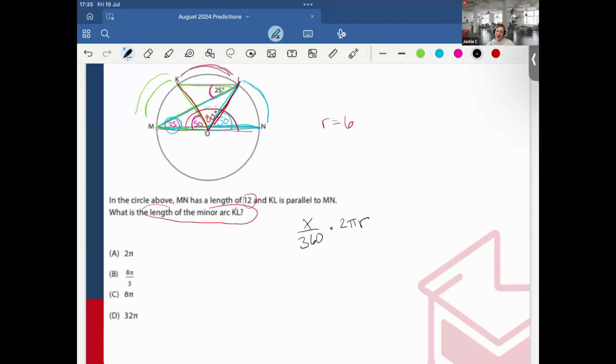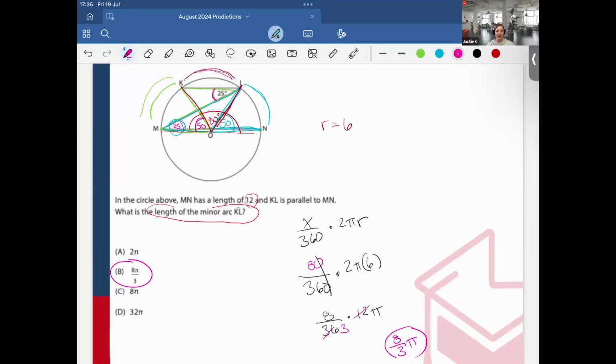Okay, so let's do that. So I have the degrees, right? It's 80 over 360. Can cancel the zeros. This would be times 2. The radius we established was 6, so then this would be 8 over 36 times 12 pi. 12 goes into 36 3 times. So I can see this will simplify to 8/3 pi, which is correct choice B.